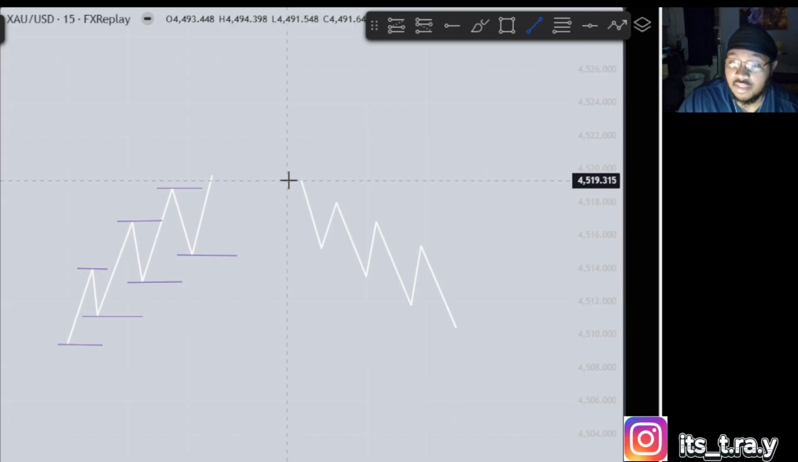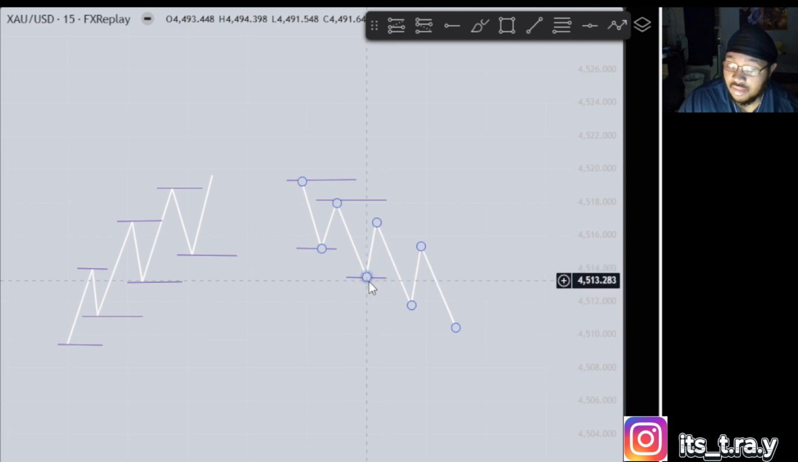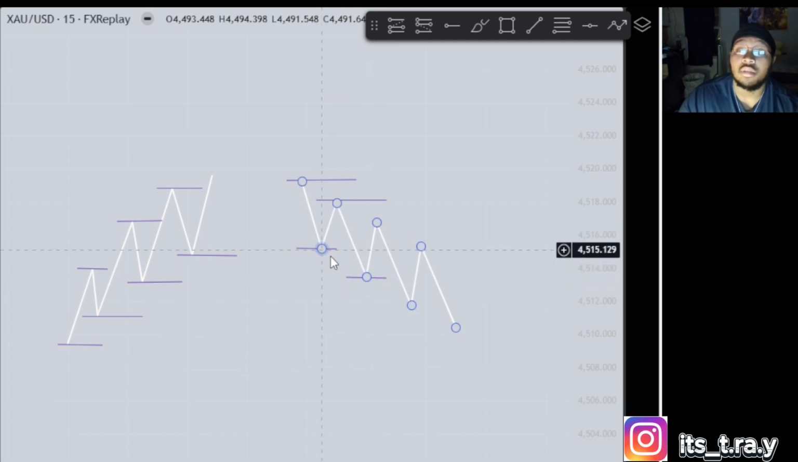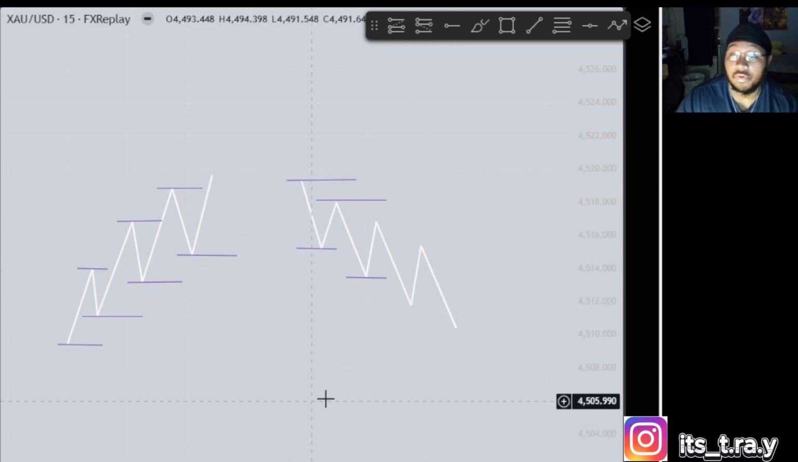But basically, as y'all can see, we have a high right here, right? We have us a low, and then right here we have us a lower high. Now it's called that because this high is lower than the previous one. Now right here we have us a lower low because this low is lower than the previous one. And a downtrend just consists of making those lower highs and lower lows over and over and over again.